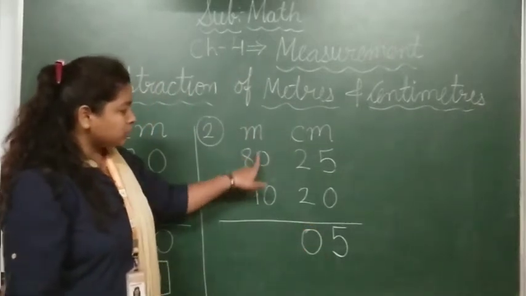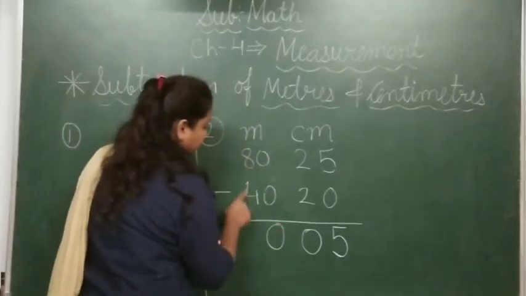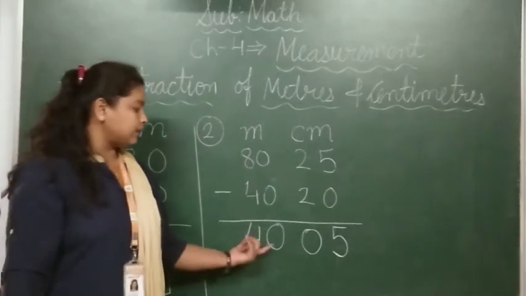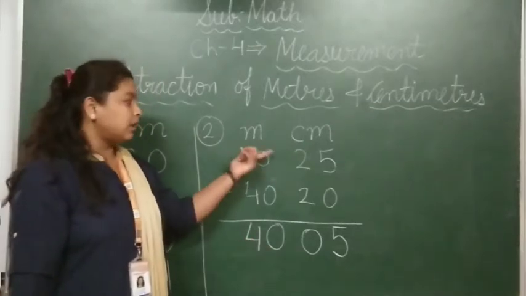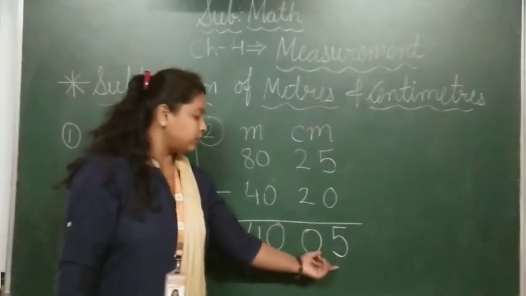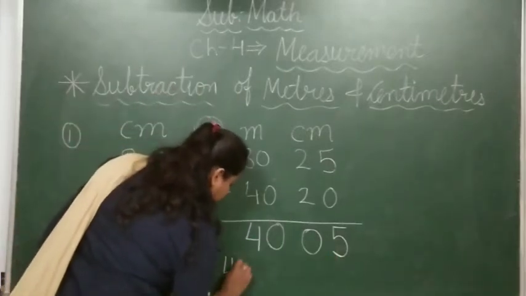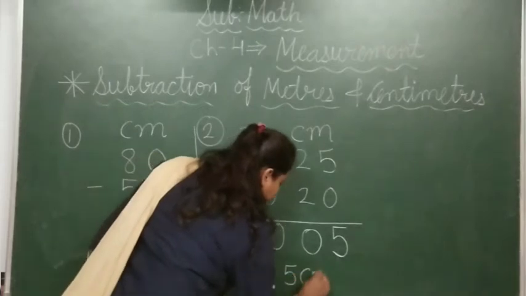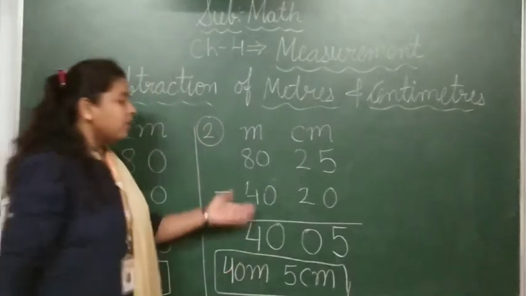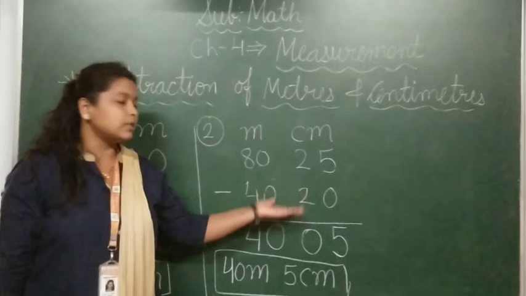And 80 minus 40. So first we will start from the ones place. 0 minus 0 is 0 and 8 minus 4 is 4. So in your answer, the first two digits are meter and the last two are centimeter. So 40 meter and 05, that means only 5 centimeter. So we will write 40 meter and 5 centimeter. This is how you have to read the answer. First digits are meter and the last numbers are known as centimeter.